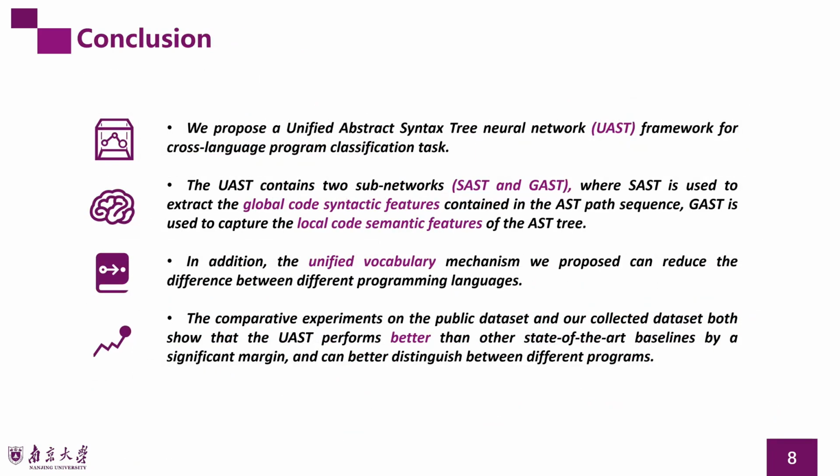To summarize the contribution of our paper, we propose a framework called UAST for cross-language program classification. Our model contains two subnetworks, SAST and GAST, where SAST is used to extract the global features contained in the AST path sequence. GAST is used to capture the local features of the AST. In addition, the unified vocabulary mechanism we proposed can reduce the differences between different programming languages.